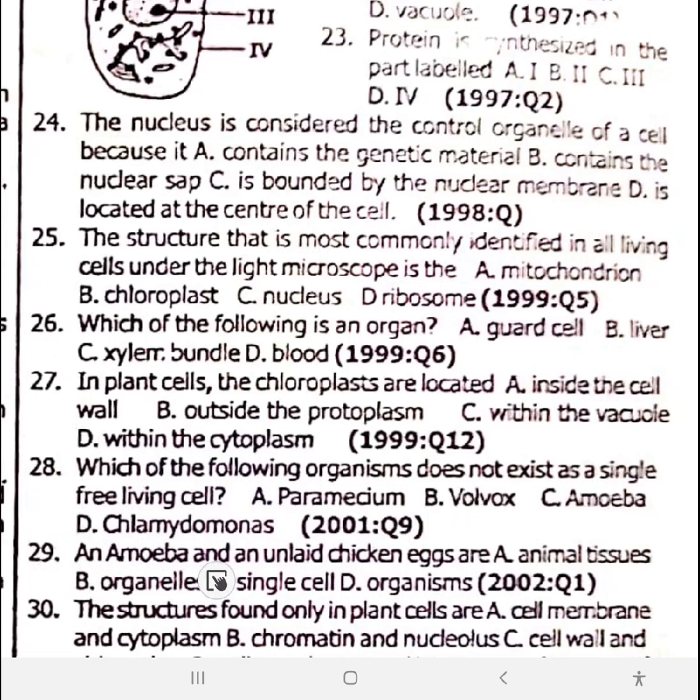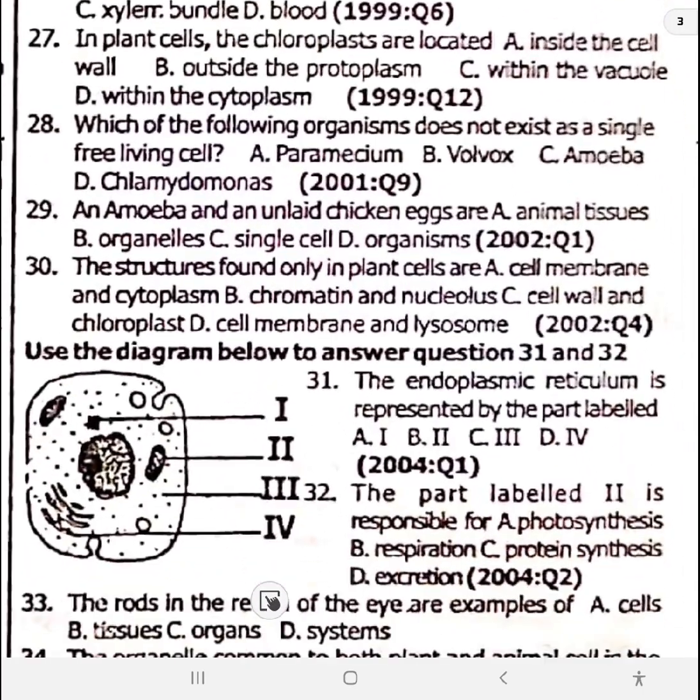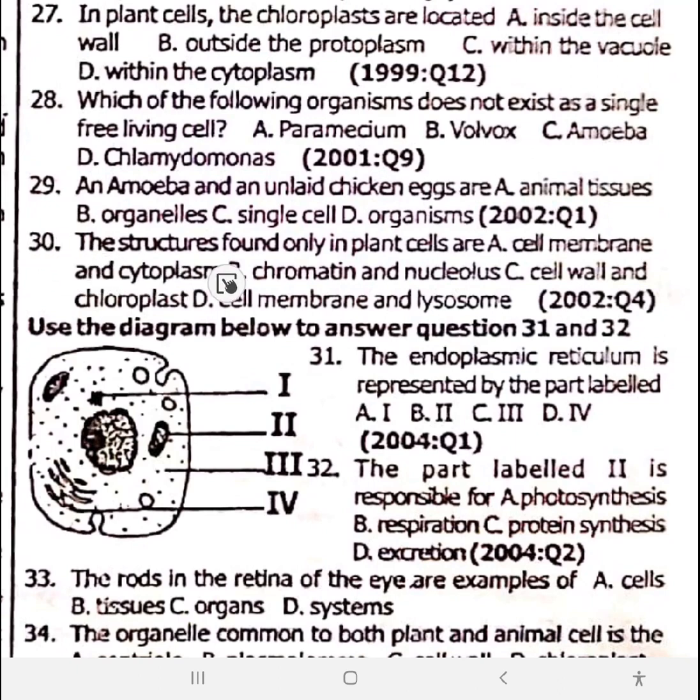29. An amoeba and an unlaid chicken egg are both single cell. 29 is option B. 30. The structures found only in plant cells are cell wall and chloroplast. 30 is option C. Chloroplast is where you find chlorophyll that is used for photosynthesis. 31. The endoplasmic reticulum is represented by the part labeled IV. Option D. 31 is option D.